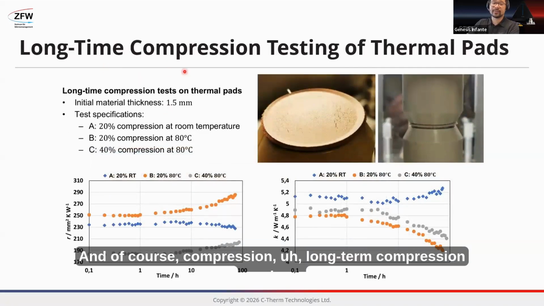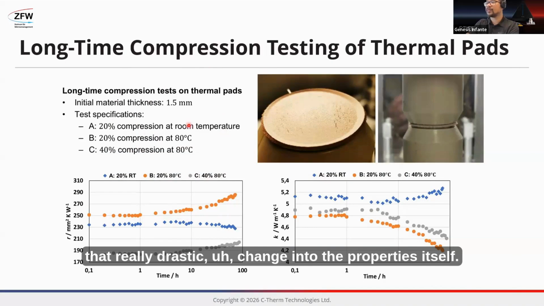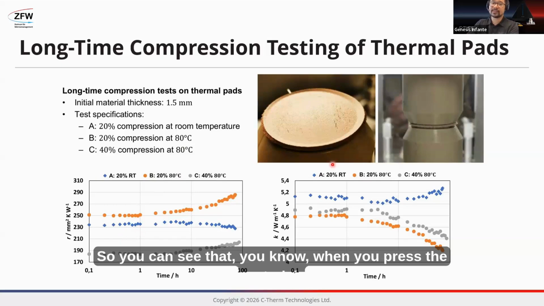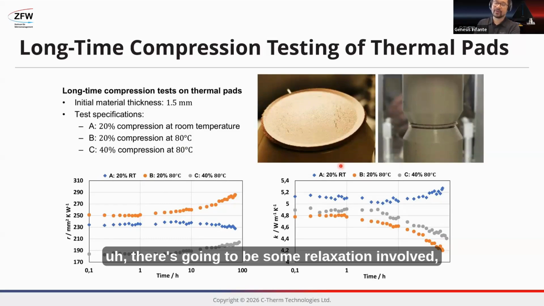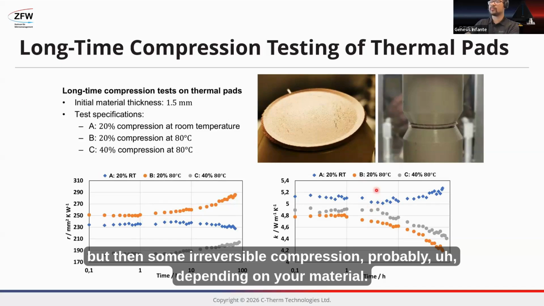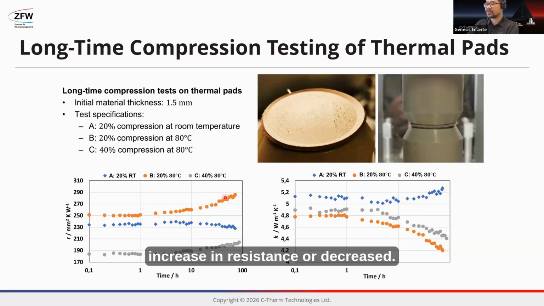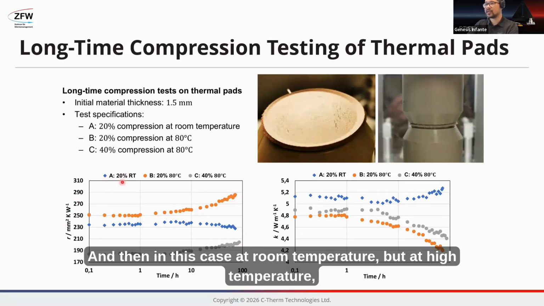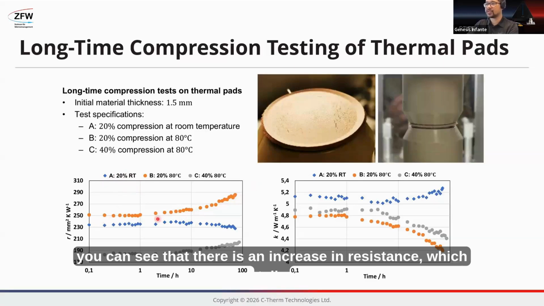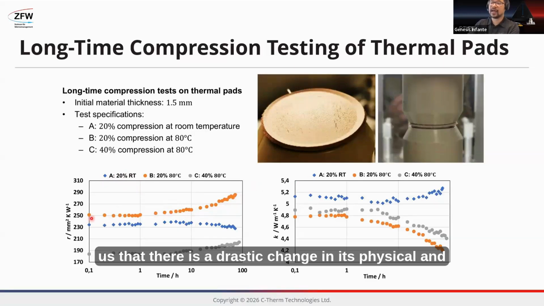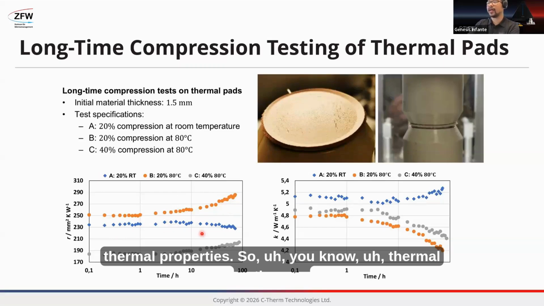And of course, compression. Long-term compression can have a really drastic change in the properties themselves. So you can see that when you press the material, there's going to be some relaxation involved, but then some irreversible compression, probably, depending on your material. But then you'll see what happens with compression at a specific temperature. So you can see in this TIM that there is a gradual decrease in resistance in this case at room temperature, but at high temperature you can see that there is an increase in resistance, which tells us that there is a drastic change in its physical and thermal pathways from there on.